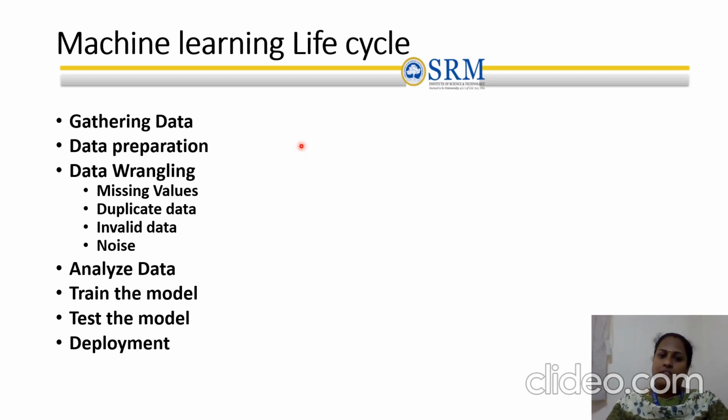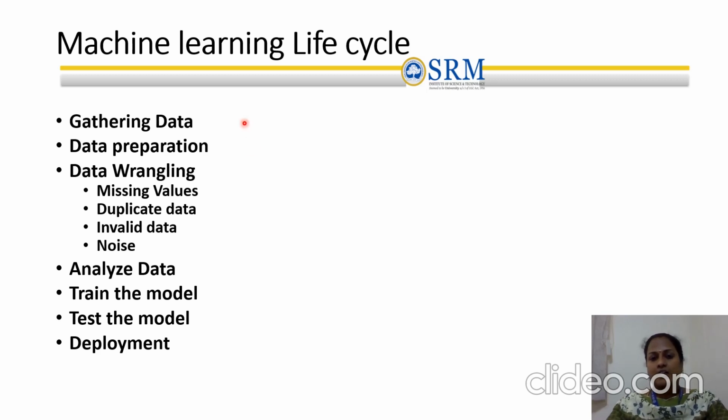In order to do machine learning projects, we have to know about the various life cycle methods in machine learning. Like a software development life cycle, a machine learning model also follows certain life cycle steps. First, data gathering, data preparation, data wrangling, handling of missing data, duplicate data, and invalid data, analyzing the data, training the model, testing the model, and deployment. So these are the various life cycle methods available in machine learning.